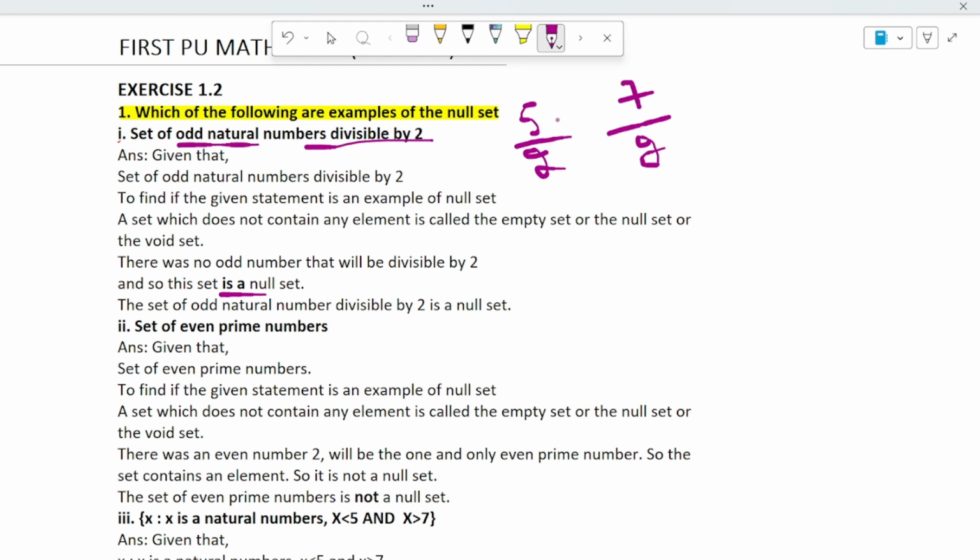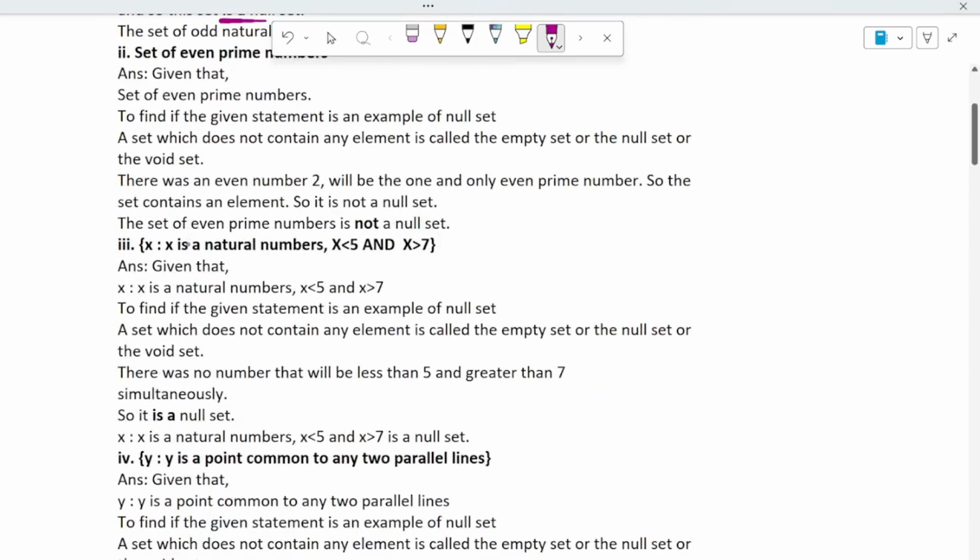5 by 2 we will get 2.5. Here it is a decimal value, hence we say that it is not divisible, so it is not coming in the set. 7 by 2 we will get 3.5. So this is also not divisible by 2, hence it is a null set. No odd numbers will be divisible by 2, so we will write that it is a null set. You can write these things.